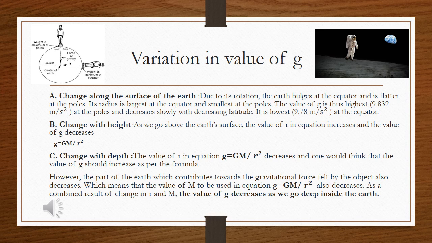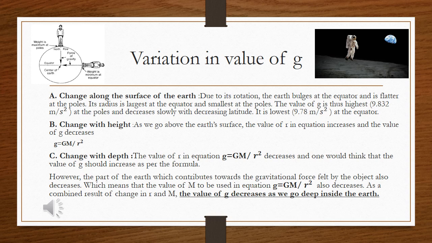Now let's study how the value of g varies. Variation in the value of g. First, change along the surface of the earth. Just observe the figure on the left side. Here the earth bulges at the equator and is flatter at the poles. That means its radius is largest at the equator and smallest at the pole.